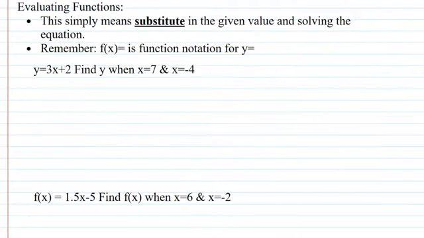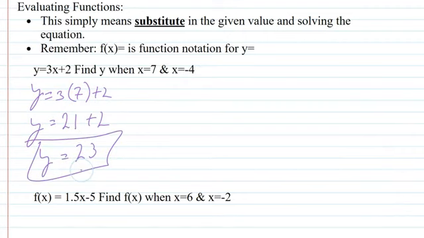Evaluating functions. This sounds complicated, but it's not. It simply means to substitute, something you already know how to do, and then solve the equation. Now, it can be written in equation form or in function notation. We'll do a couple examples. Y equals 3x plus 2. Find y when x equals 7 and x equals -4. Simply substitute. Whenever you're substituting, you always use parentheses.